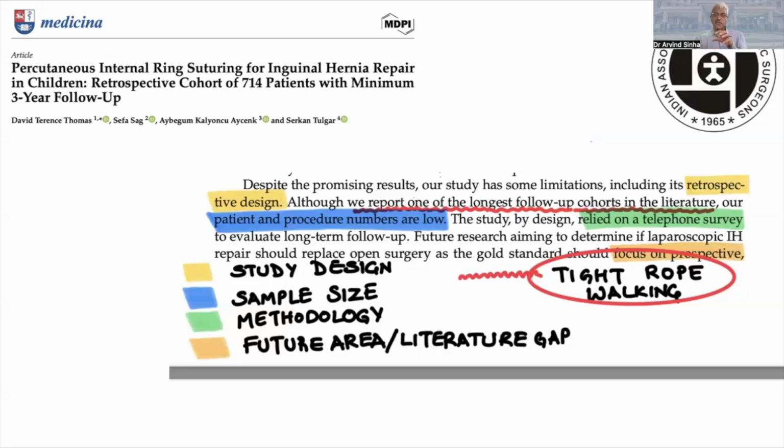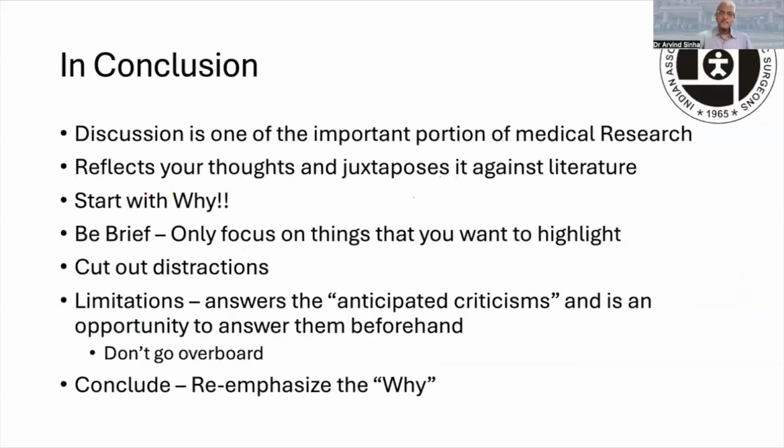They've answered those criticisms. However, if you look at the wavy line where they have said we report one of the longest follow-up cohorts in the literature, right? That's a way to give backhanded compliments in the limitation section. So they have identified four of the major faults, but they have said our results and conclusions are still left standing because this is the longest follow-up cohort in literature.